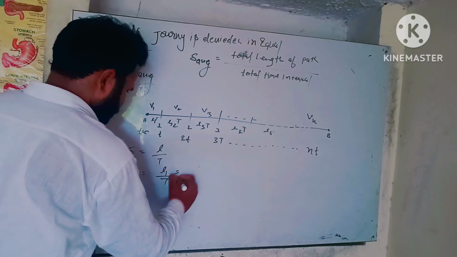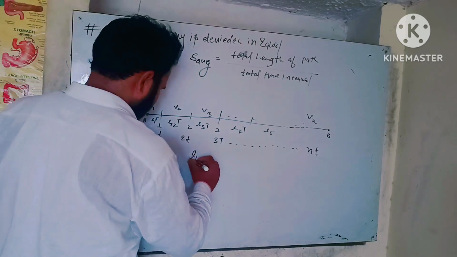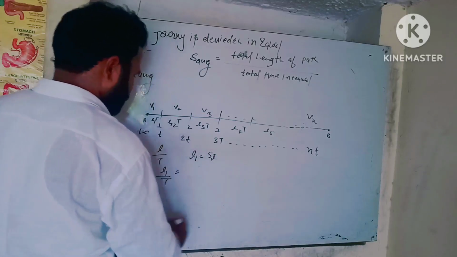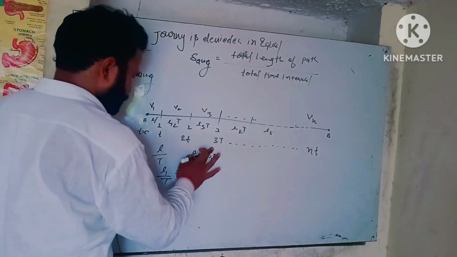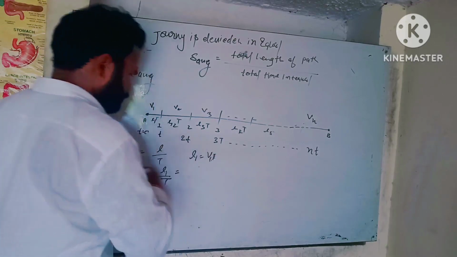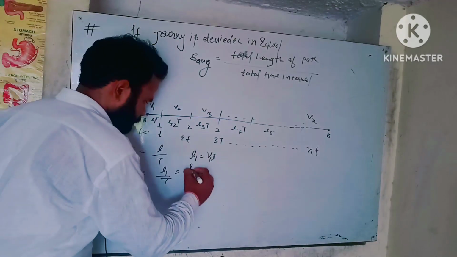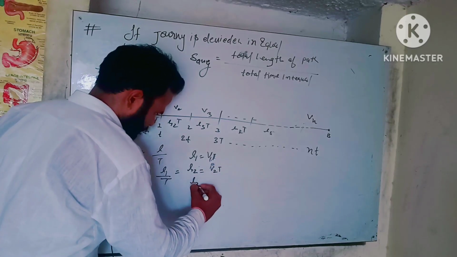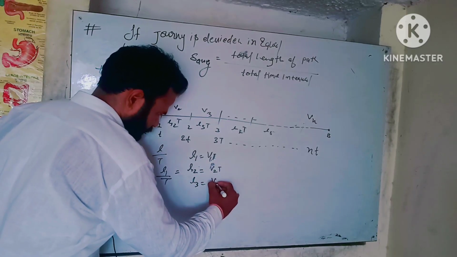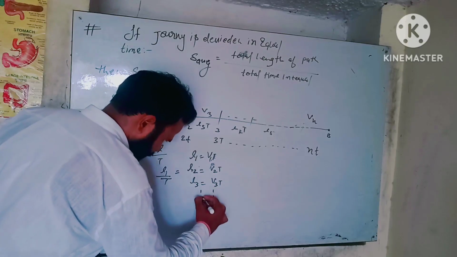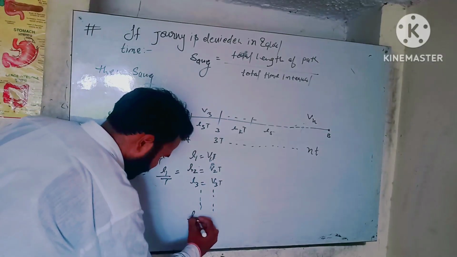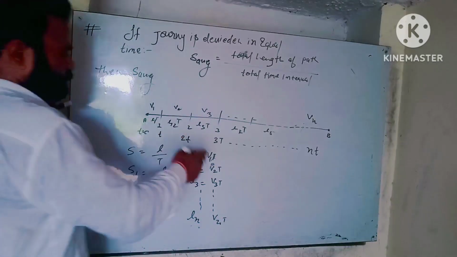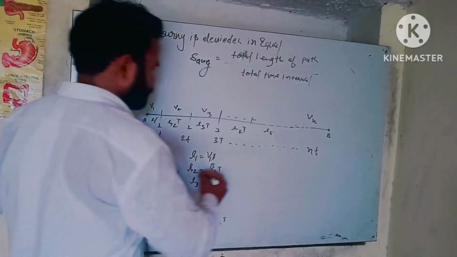Then L1 is equal to S1 t. Suppose the velocity is v, then L1 is equal to v1 t, L2 is equal to v2 t, L3 is equal to v3 t, and for n parts Ln is equal to vn t. Then we put these values in the formula.